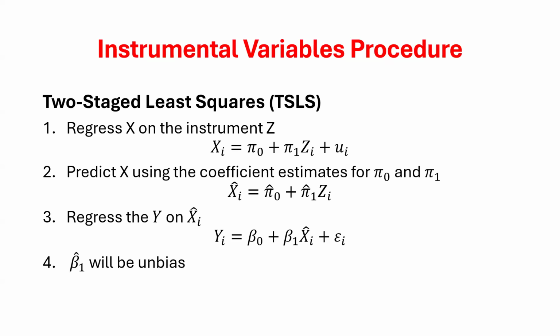So what are the conditions we had for a good instrument? The first is that it simply needs to be correlated with the X variable we're interested in. So this needs to be something other than 0.